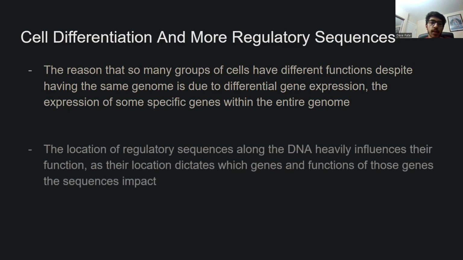So the location of regulatory sequences along the DNA heavily influences their function, as their location is going to dictate which genes and functions of those genes the sequences impact. So if it's near a gene that codes for eye color, then the function that relates to eye color is going to change. If it's related to the immune system and the defense against foreign threats, then those regulatory sequences are going to play a big role in changing the function of the immune response.